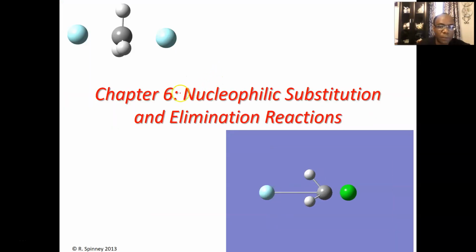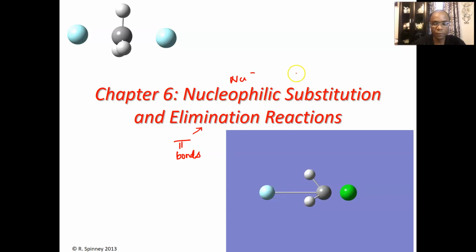Okay, in this chapter we'll talk about nucleophilic substitution and elimination reactions. So we'll use nucleophiles to substitute groups on a molecule, or we'll use bases to remove or eliminate groups from a molecule. So elimination leads to formation of pi bonds.